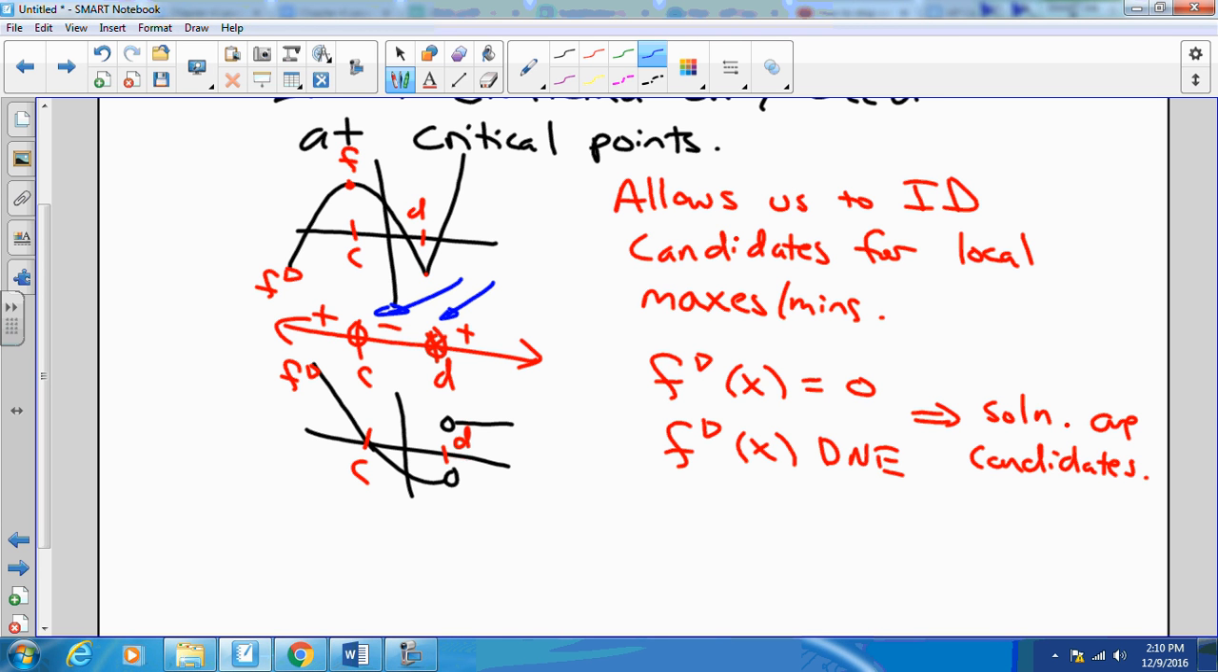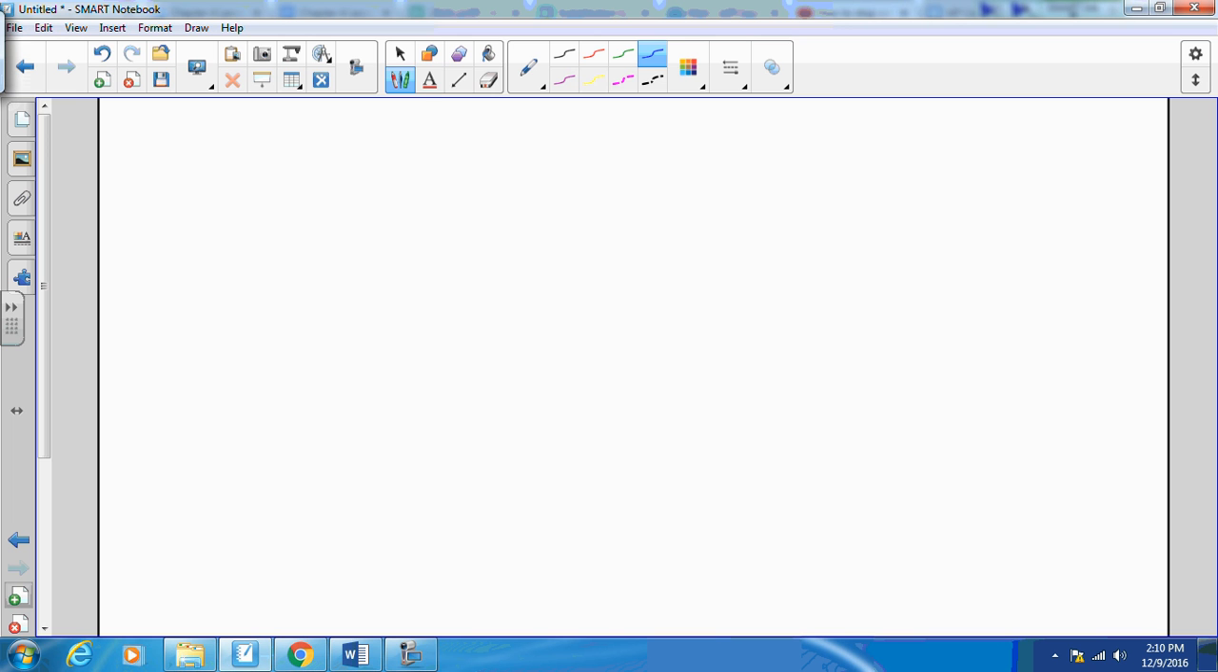Having identified those candidates, though, we now ask the question, well, are they local maxes? Or are they local mins? Or maybe they might be neither. So how do we find out? We're going to find out by a second theorem, a test for the candidates that uses the first derivative. And so we call this the first derivative test.